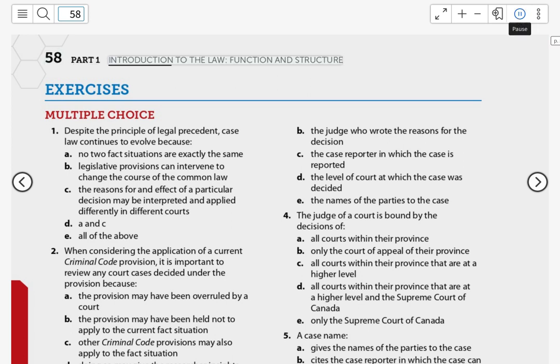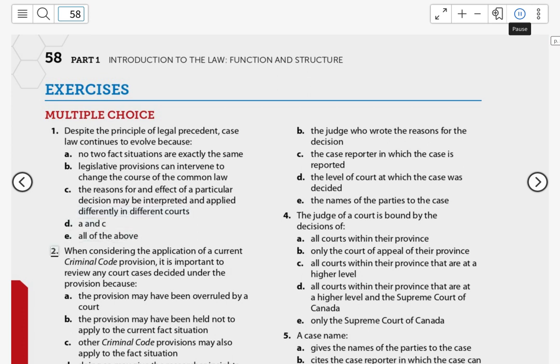Part 1, Introduction to the Law, Function and Structure. Exercises. Multiple Choice. 1. Despite the principle of legal precedent, case law continues to evolve because a. No two fact situations are exactly the same. b. Legislative provisions can intervene to change the course of the common law. c. The reasons for or effect of a particular decision may be interpreted and applied differently in different courts. d. A and c. e. All of the above.